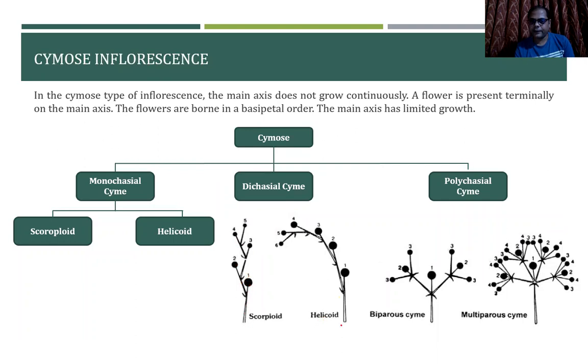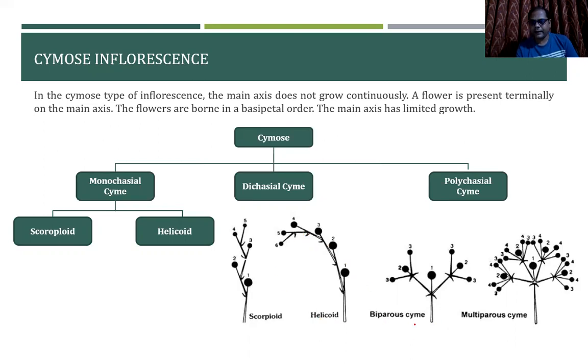In case of helicoid monochasial cyme, what is happening is that all the flowers are originating on the single side. If it is going towards the right, it will keep on going towards the right. If it is on the left, it will keep on going on the left, and thus we have the formation of sun-like structure. That is why it is called the helicoid, or it's also a spring-like structure.